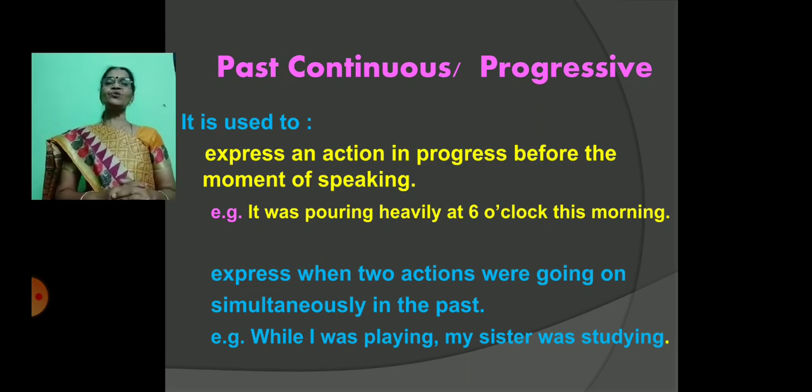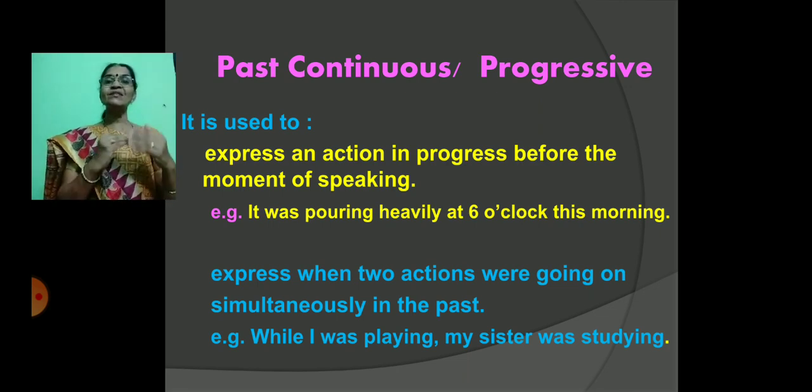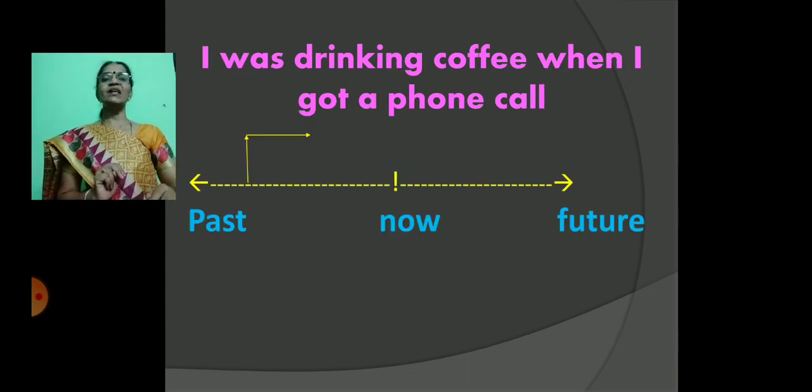It's also used to express when two actions were going on simultaneously in the past. Simultaneously means at the same time in the past. For example, when I was playing, my sister was studying. So the two actions are taking place at the same time.